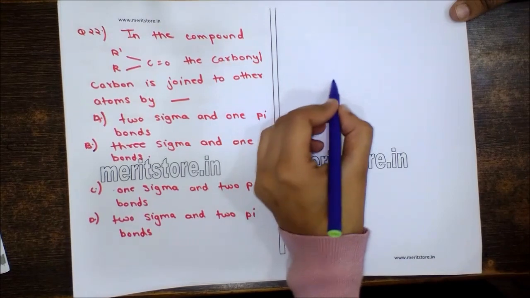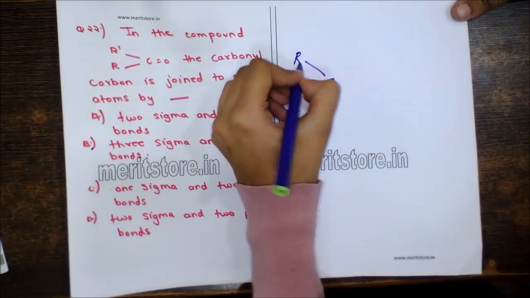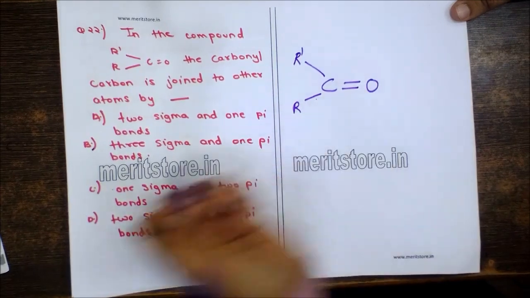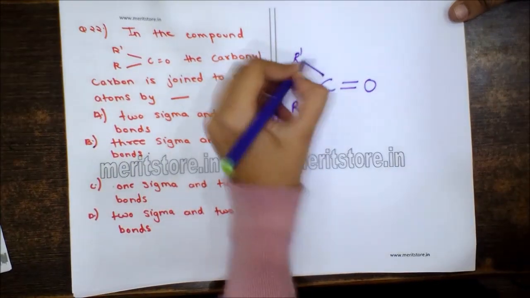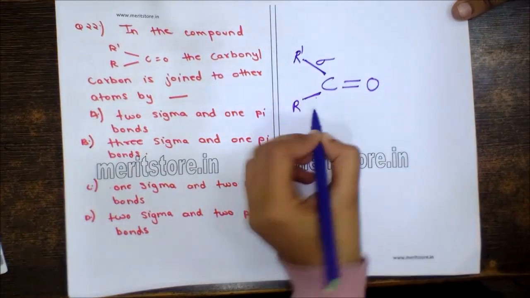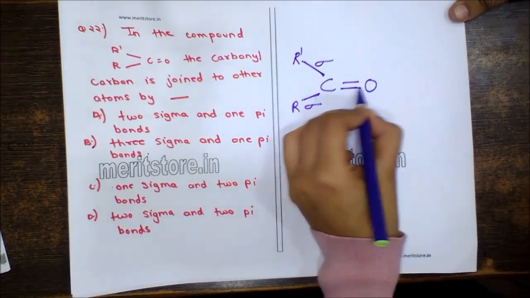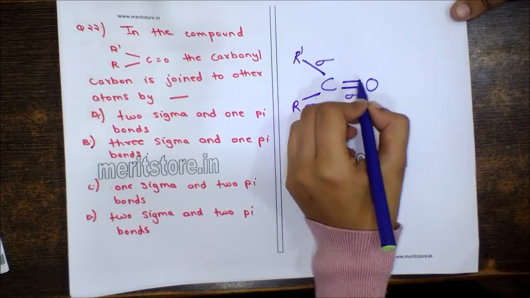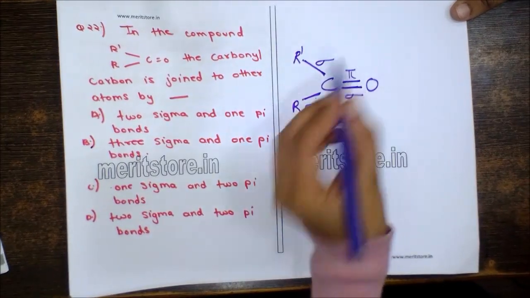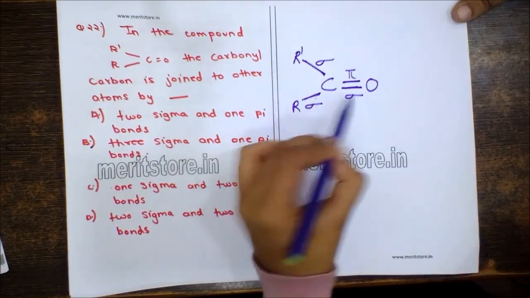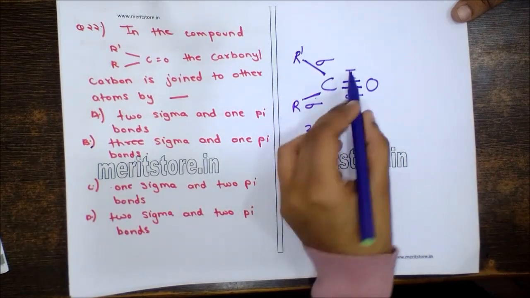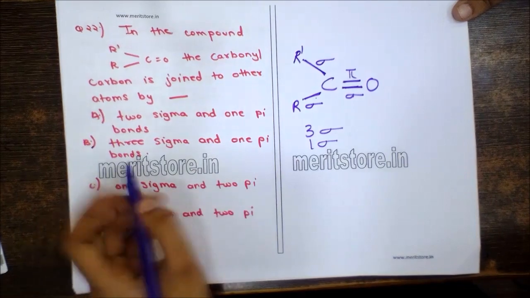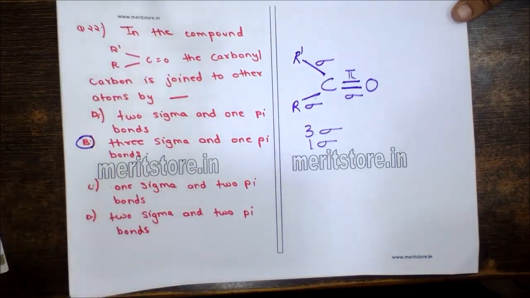So over here, first I'll make this. This is R dash, this is R, this is double bond O. This is my sigma bond, even this is my sigma bond. This bond is again my sigma bond, only this double bond is my pi bond. So if we calculate, I have 3 sigma bonds and 1 pi bond. 3 sigma and 1 pi is option B. Therefore option B is my correct answer.